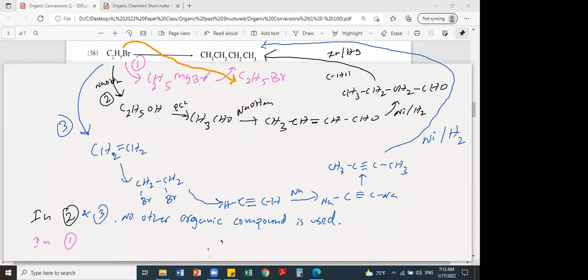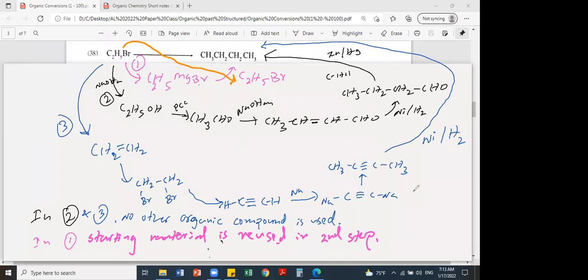C2H5Br. Therefore, no problem. In the first method also, no different organic compound is used; the same reactant is used in the middle. In 1, the starting material is reused in the next step, in the second step. Therefore, I am not using a different organic compound.